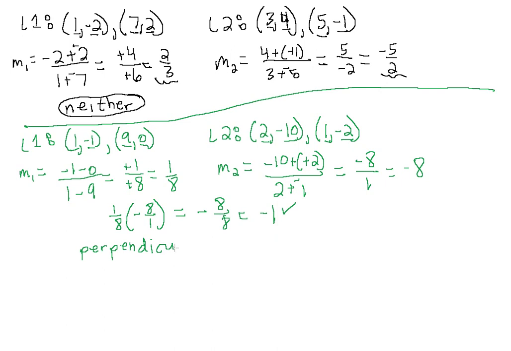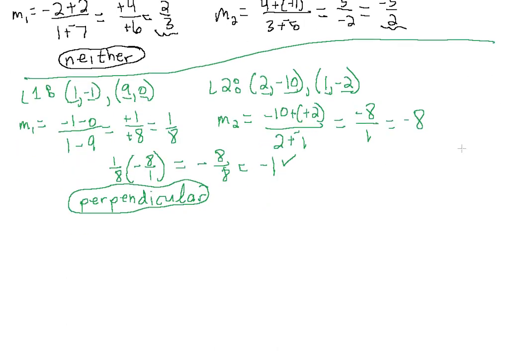Perpendicular means that their slopes are negative reciprocals of one another, and when we graph these two lines, they should intersect, making a perfect 90-degree angle. Okay, let's look at a couple more.